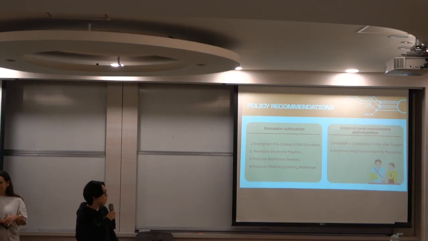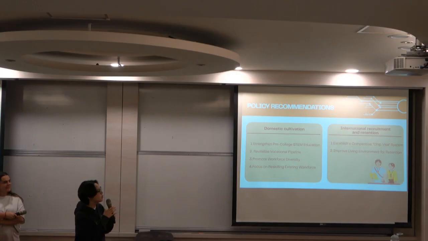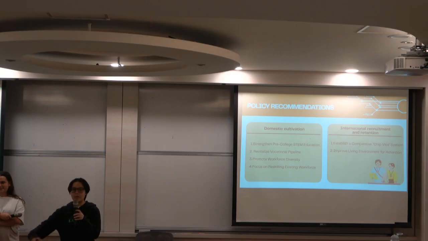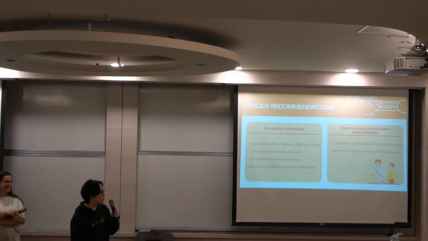And as for international recruitment, the first one is to establish a competitive chip visa, because the Taiwan gold card nowadays is for individuals, but some other countries have a chip visa system, where the corporation can apply. This makes the review of documentation faster, and they can also introduce bigger amounts of talents at the same time. And the last one is improving living conditions.